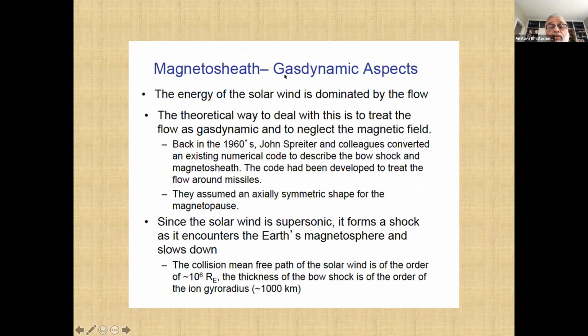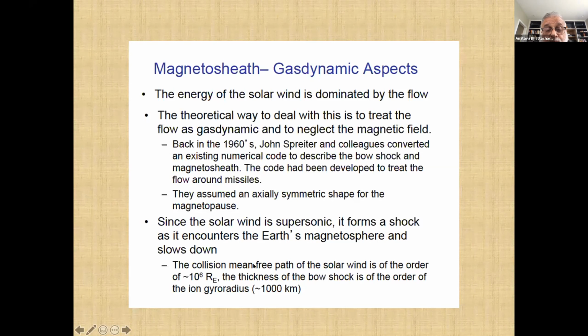And if you look at what happened there historically, it was realized that the energy of the solar wind is dominated by the flow. The theoretical way to deal with this is to treat the flow as gas dynamic and, to a first approximation, neglect the magnetic field. Back in the 1960s, that's exactly what Spreiter and other people did. This code had been developed for weapons applications, actually, to treat the flow around missiles. But Spreiter very quickly modified it to address this problem, assumed an axially symmetric shape for the magnetopause. And since the solar wind is supersonic, it forms a shock as it enters the Earth's magnetosphere and slows down, exactly as Dana was talking to you about.